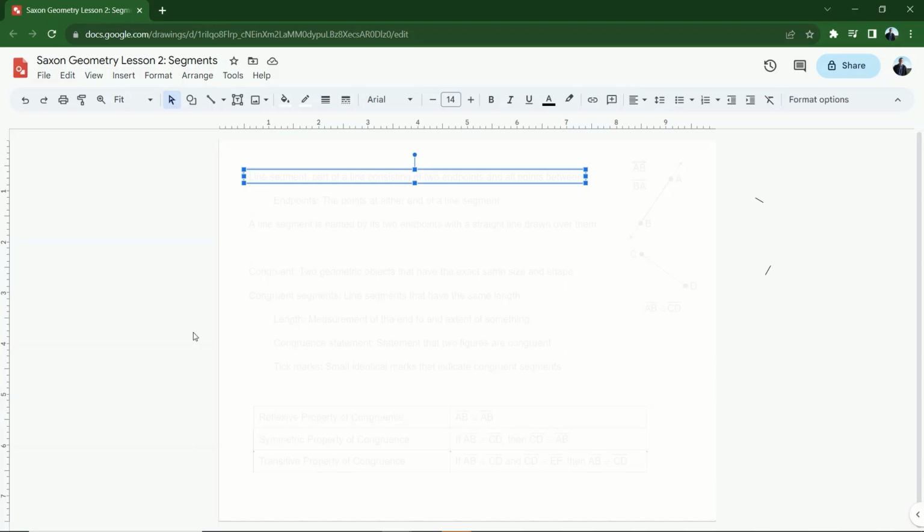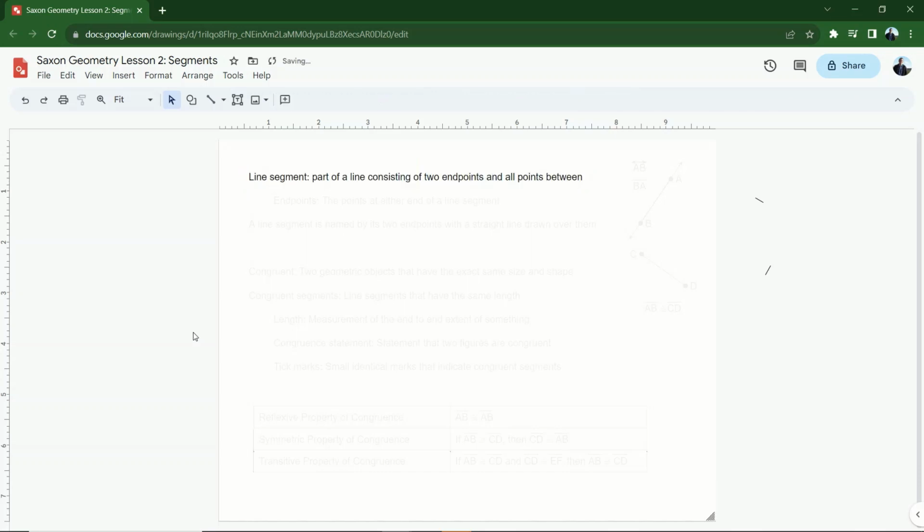Hey, welcome back. Here we are with our next lesson in geometry, a lesson on line segments. And let's begin by defining what a line segment is to open up. A line segment is part of a line consisting of two endpoints and all points in between.